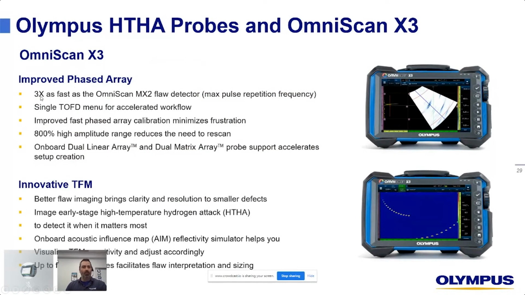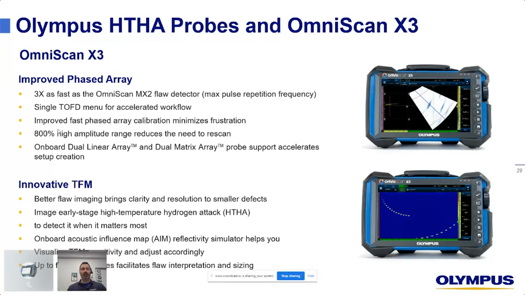The Omniscan X3, so the maximum PRF of the instrument is tripled compared to the previous generation Omniscan MX2. So you can achieve faster inspections without being limited by the instrument. The TFM menu is a single menu now, so no need to navigate from one step to the next for a simple TFM. All is under a single menu. Faster or improved phased array calibrations, also 800% high amplitude range.